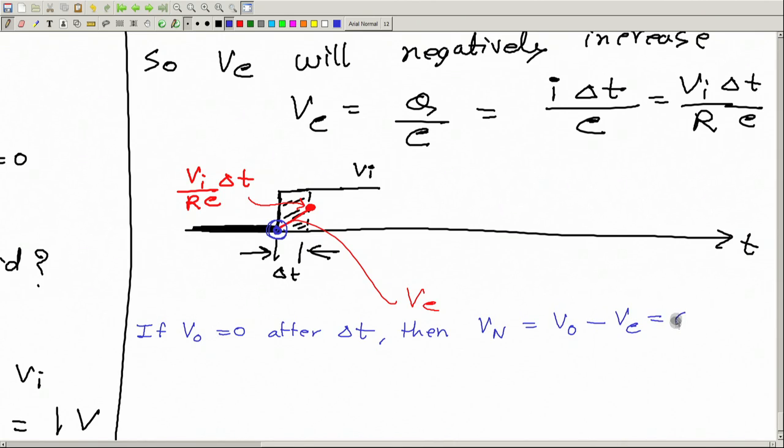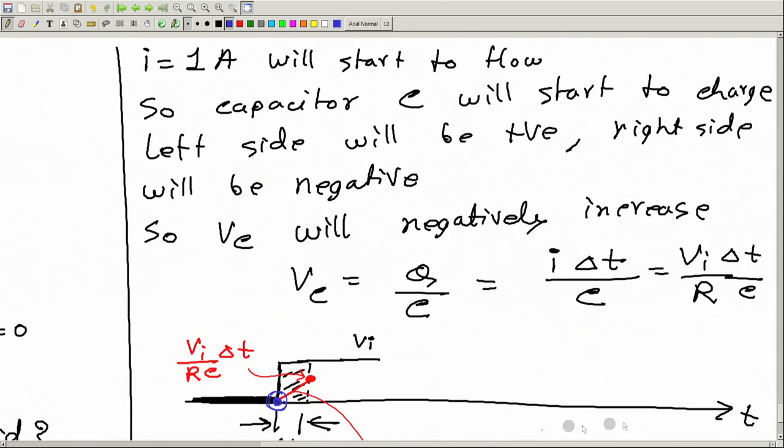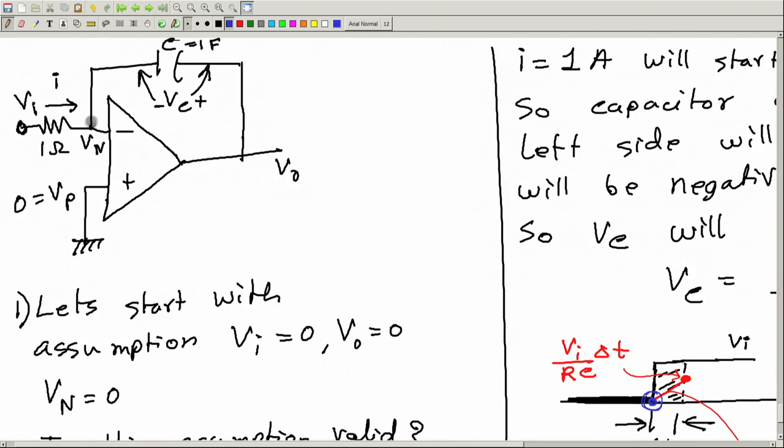So if it is still 0, it is 0 minus the current value of Vc, which is this. So this is negative. This value is negative because we are assuming Vo is still 0, but the capacitor has got some charge. Therefore, if I add 0 minus this voltage, I get a negative value here, right?